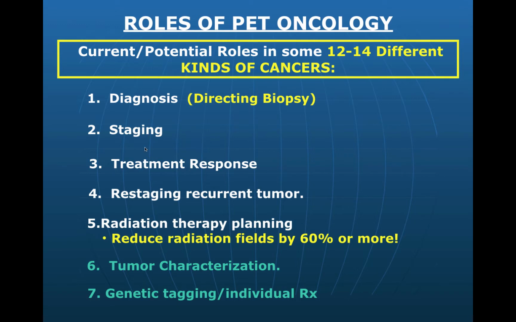We use it in staging, responding to treatment is a huge role, restaging recurrent tumor, and what we'll see, sadly not in Ontario, but when patients have radiation therapy, we can actually reduce the dose of the radiation the patient needs by as much as 60% because we can direct the beam just to areas of active tumor, and in fact even more, as you will see. There's lots of research and uses, and this does hold the future for how personalized medicine will be.